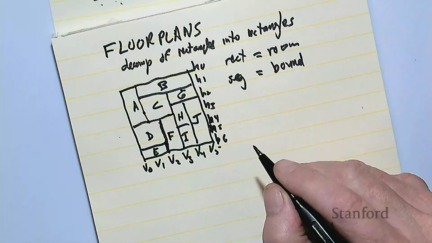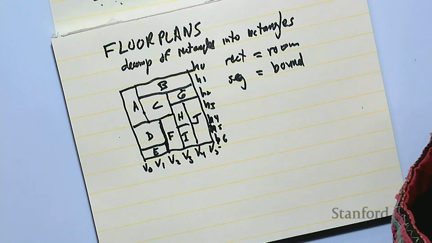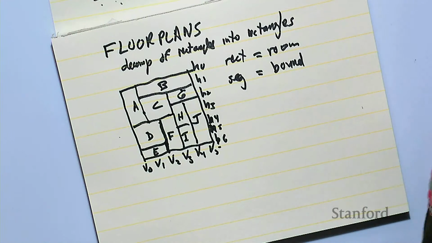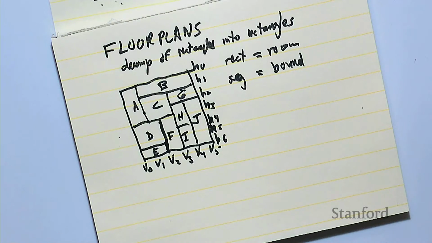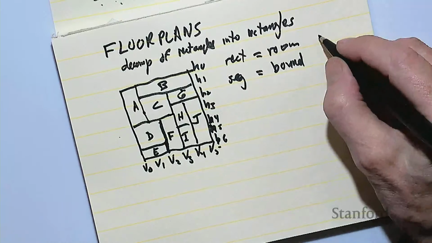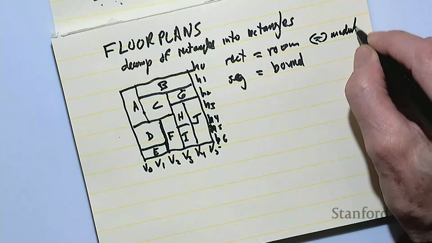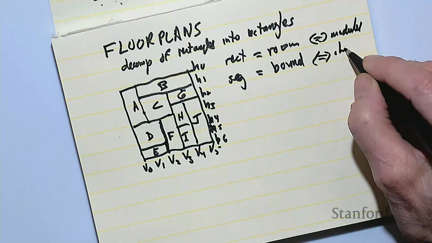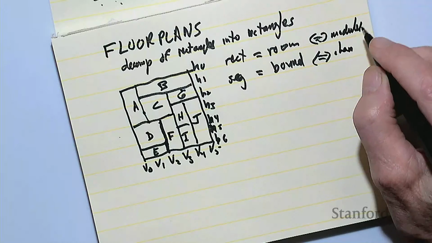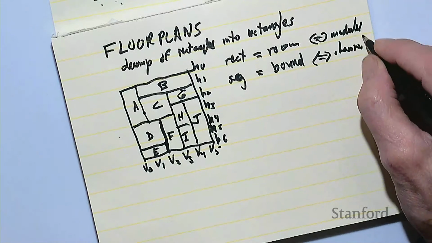As you can imagine, this is a concept very important in the layout of VLSI, making silicon chips, because the rooms correspond to modules or gates of a circuit, and the bounds correspond to channels, where electrical connections run.